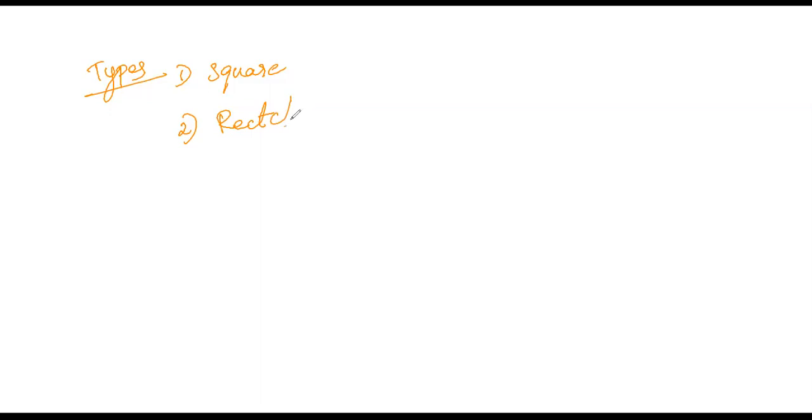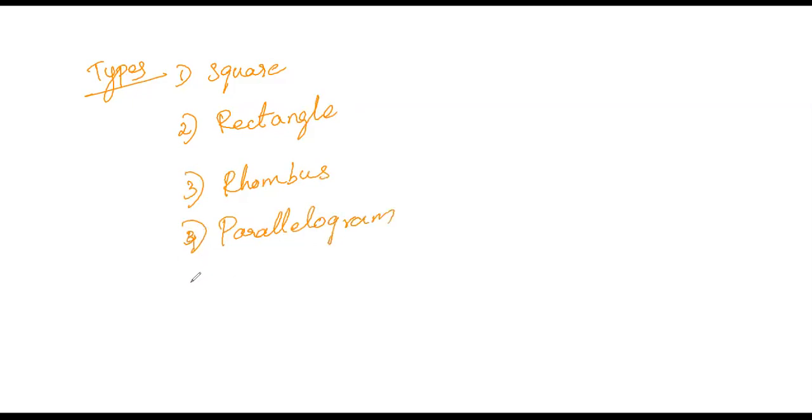So the second one is a rectangle. And let's say the third one is rhombus. I hope you can see my writing. Yes. Okay, great. And the third one is a parallelogram. The next one, let's call it a kite.